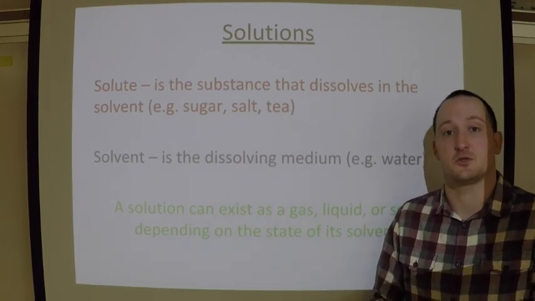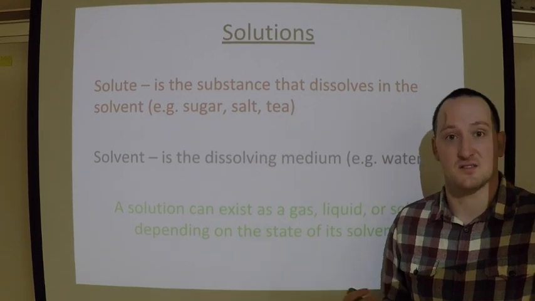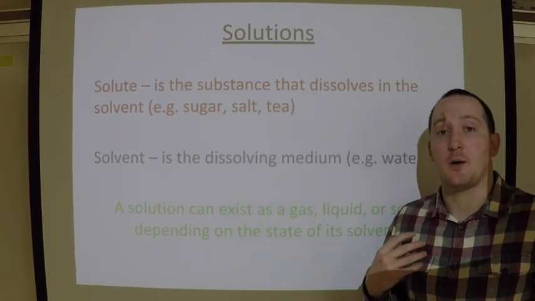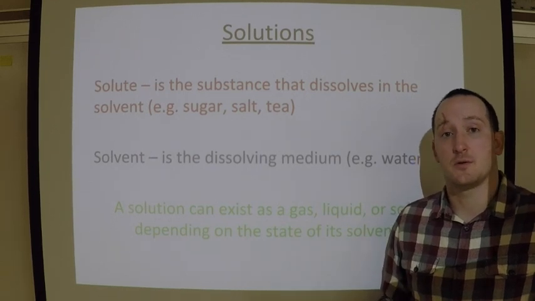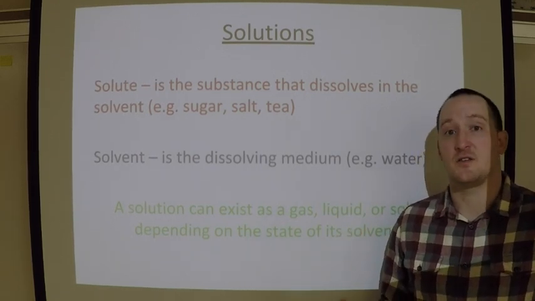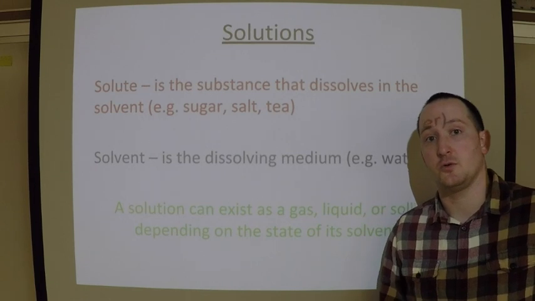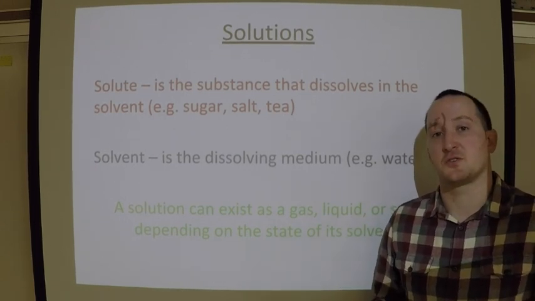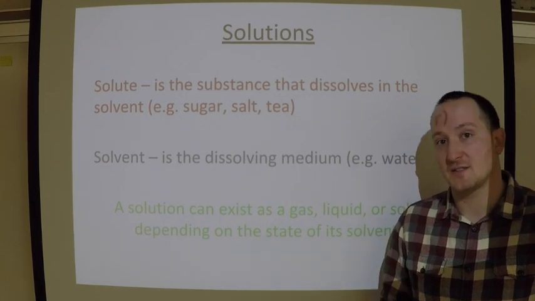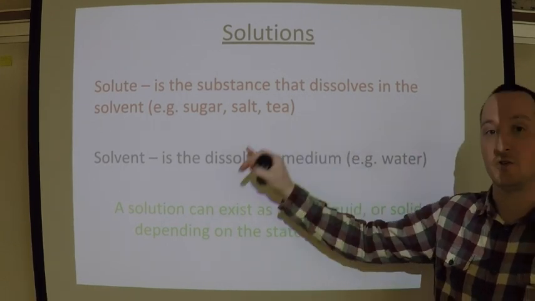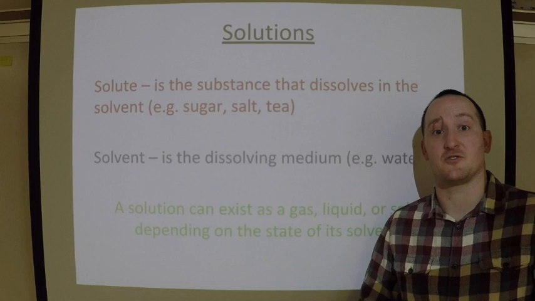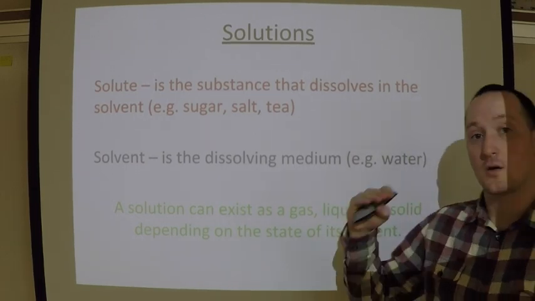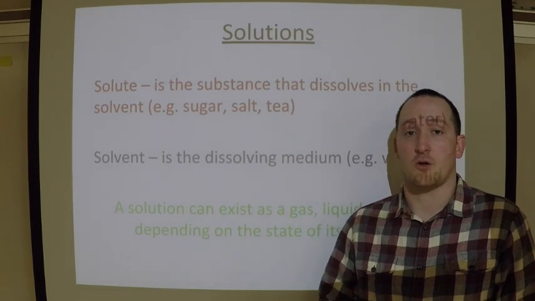That can still be a solution. Same thing with gases. Right now our atmosphere is made up of mostly nitrogen. Then there's also oxygen, some argon, some CO2, and a bunch of other components. So the air around us is a solution, and the solvent, the thing that is doing the dissolving, would be the nitrogen gas, because it's the major component of that. So a solution contains solute and solvent.